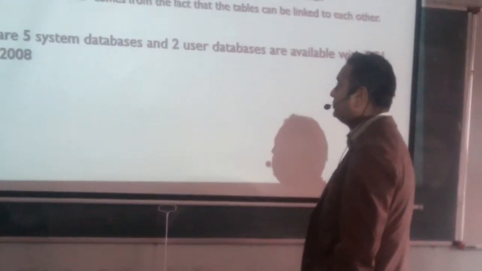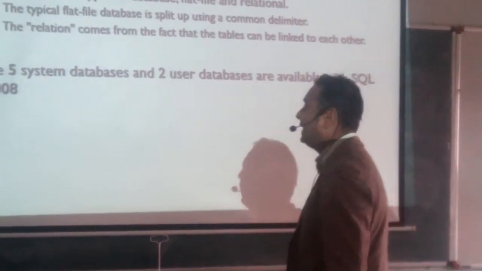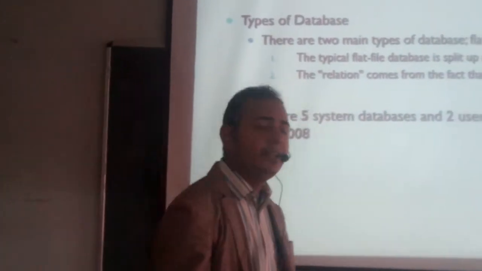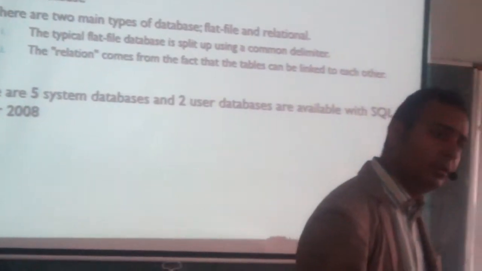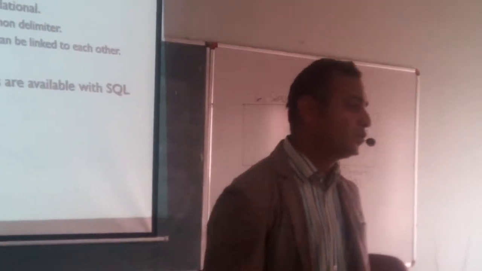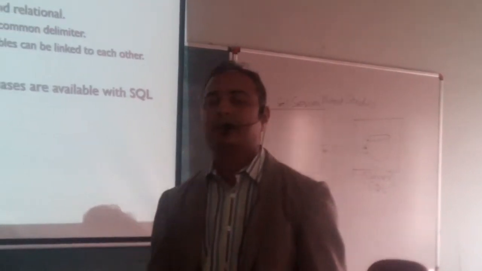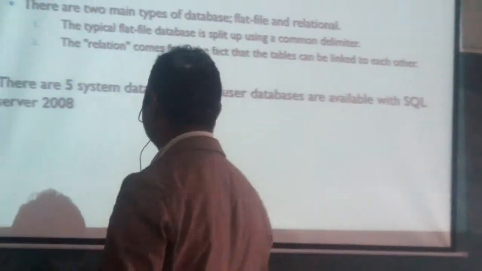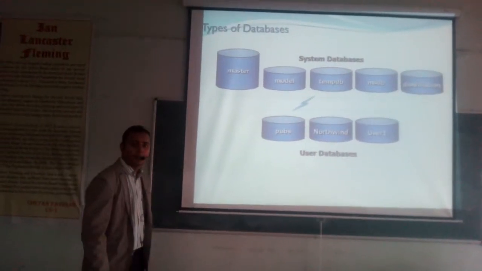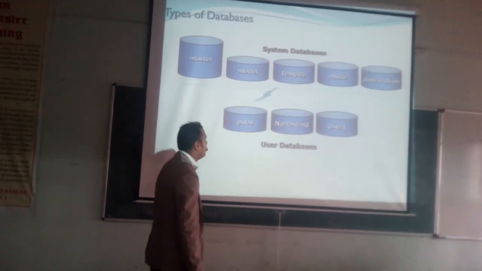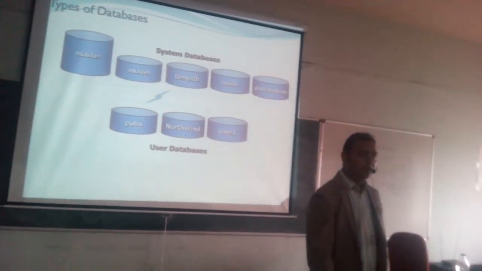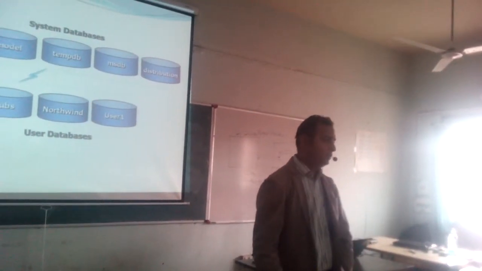Now, there are 5 system databases and 2 user databases which are available with SQL Server 2008. So when I'm saying there are some default databases available with SQL Server when we install it, just to get started, there are also some system databases which have a specific use. We'll just see what that use is. So these are the system databases: master, model, tempdb, msdb, distribution. These are your system databases.